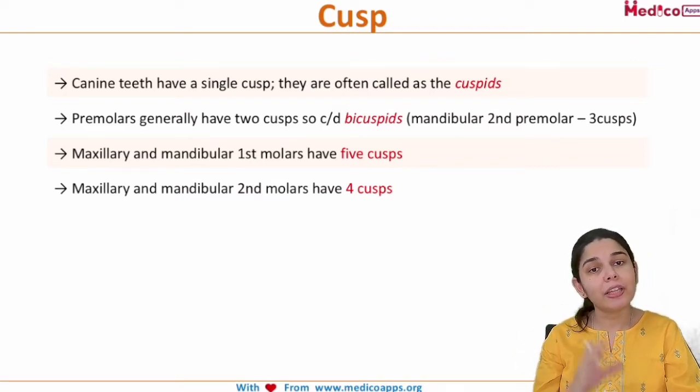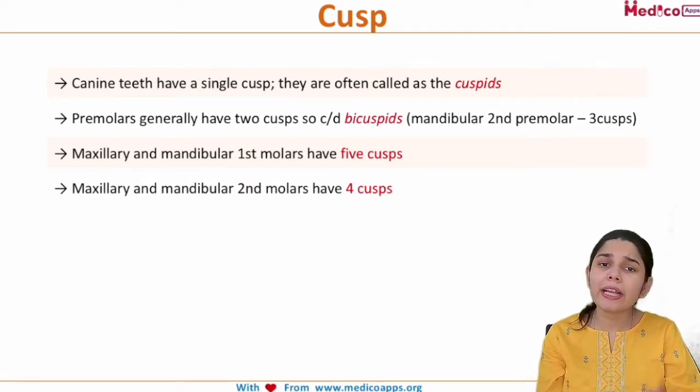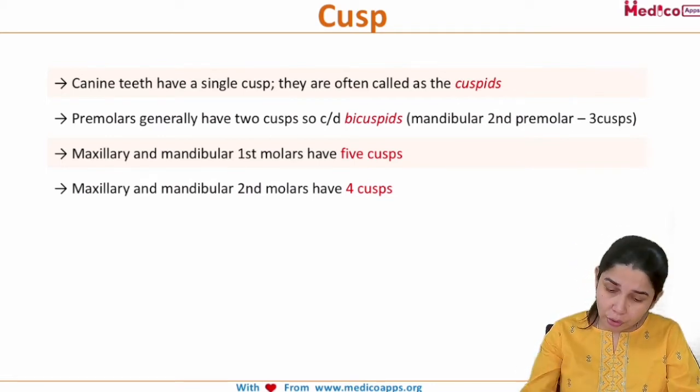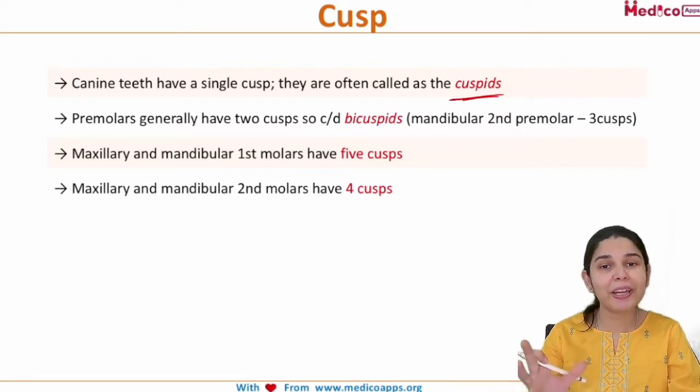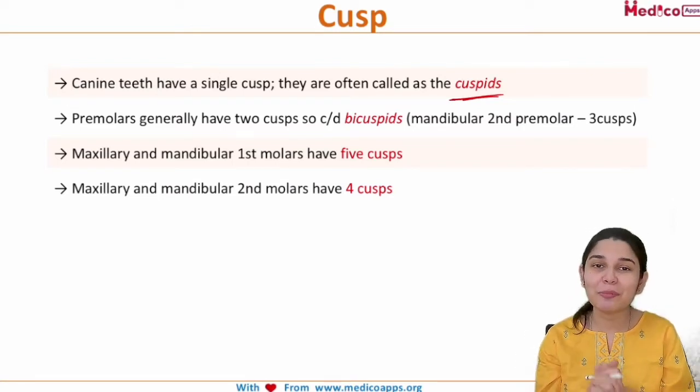So starting with the first, the canines are basically single cusp. So we call them cuspids. Okay, cuspid is the pet name which you can call a cusp in the canine teeth.